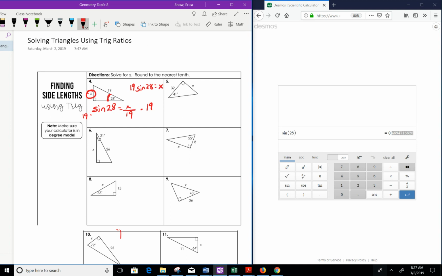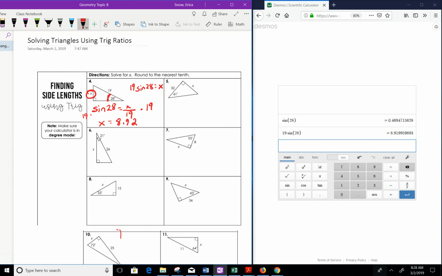So now what I'm going to do over here in my calculator is put 19 sine 28, close my parentheses and hit enter. And there is my measurement for x. So x equals 8.919. All of that's going to round up. So 8.92. 8.92 is the measure of x.